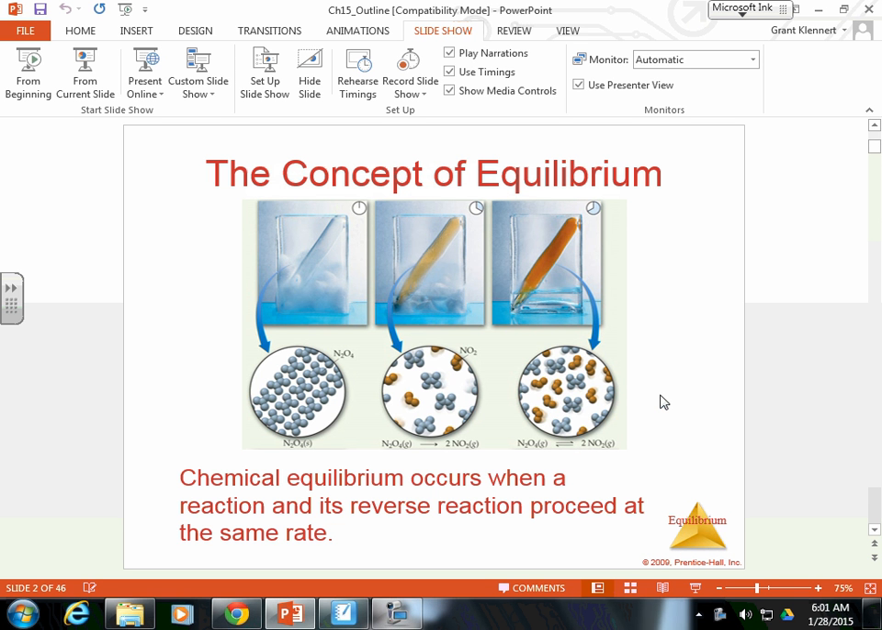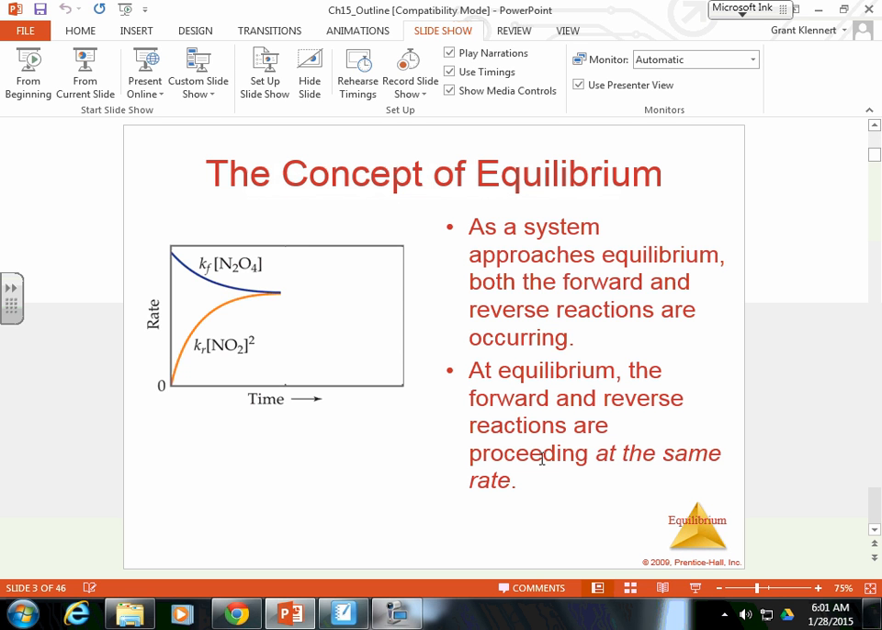Well, equilibrium occurs when a reaction and its reverse reaction proceed at the same rate. So you can see here we have N2O4, and in the reaction it's going to 2 moles of NO2. That reaction can happen forwards and in reverse. And when a reaction happens forwards and in reverse and their rates remain constant, we're at equilibrium. So let's look at this example a little bit more.